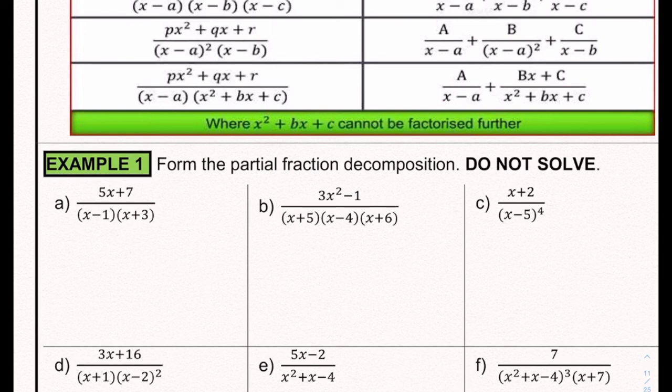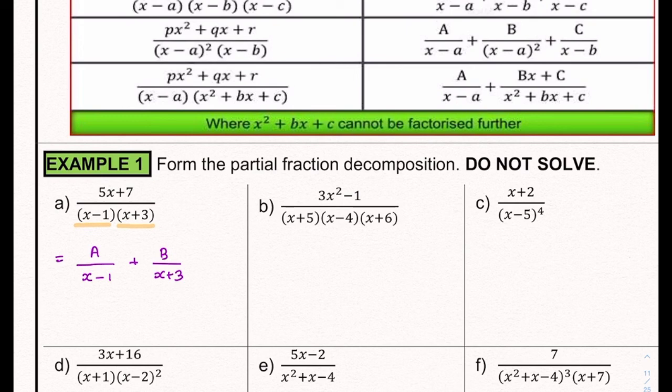So when I have 5x plus 7, again, I don't care about the numerator as long as the numerator has a lower power than the denominator. This is x times x, so it's x squared. I only have x there, so I'm okay. Therefore I can apply the partial fractions right away. If I pay attention here, this is a simple factor, that is a simple factor. So this is going to be A over x minus 1 plus B over x plus 3, and that's it. That's how we decompose the previous rational function.